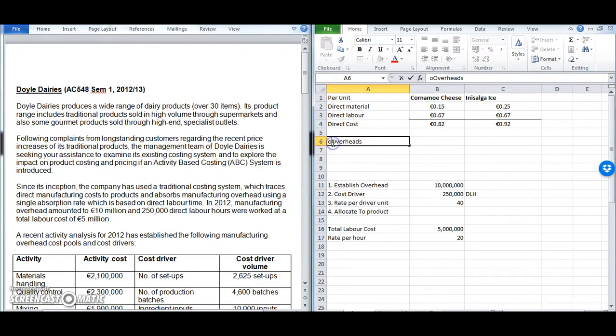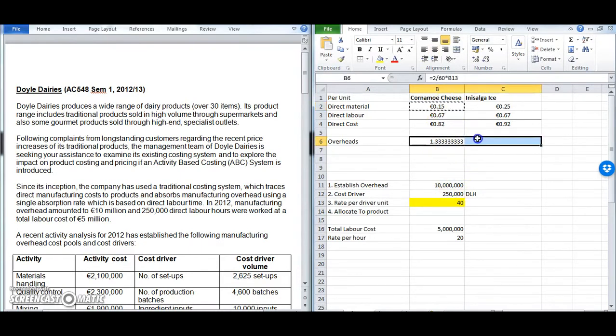Apologies. We now need to allocate the overhead of 10 million based on some allocation method, and we've already worked it out: it's going to be €40 per direct labour hour. Here, we're not using the full 1 hour, we're using 2/60 of the hour, times the 40, and we're allocating €1.33 in overheads.